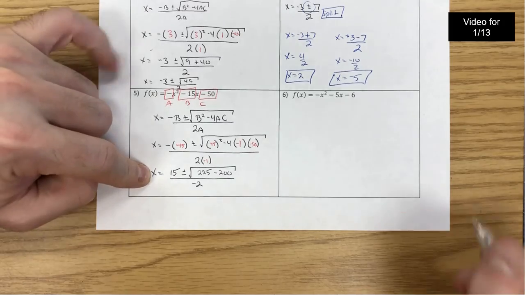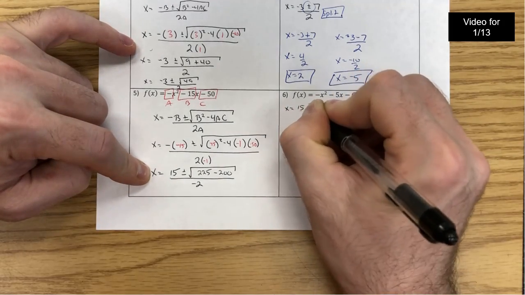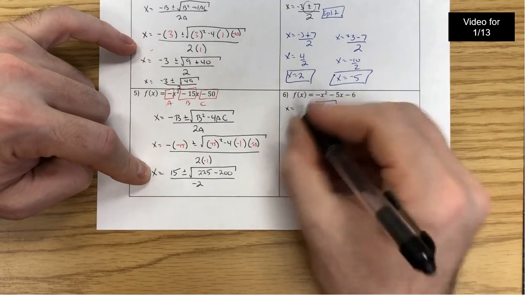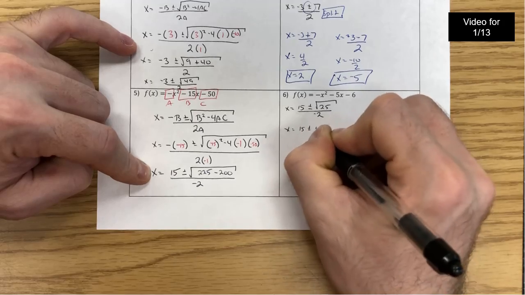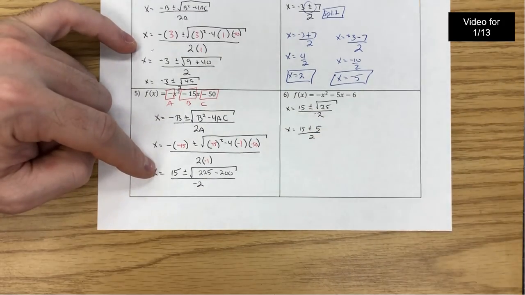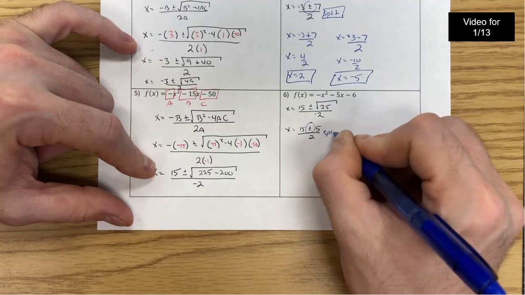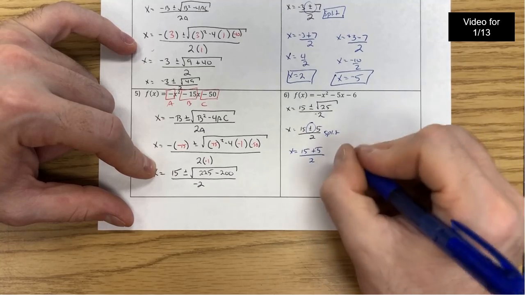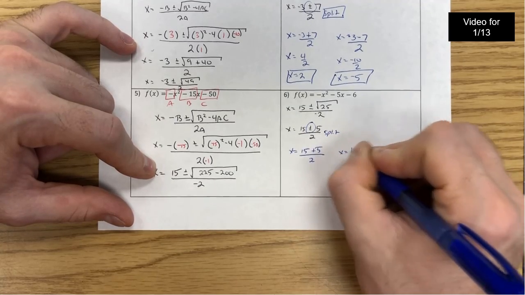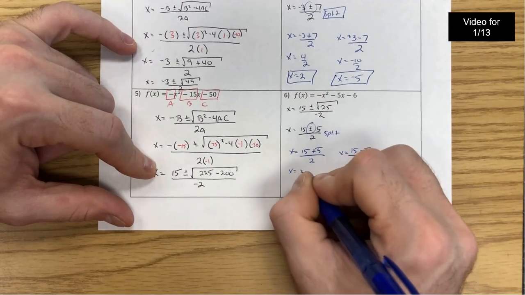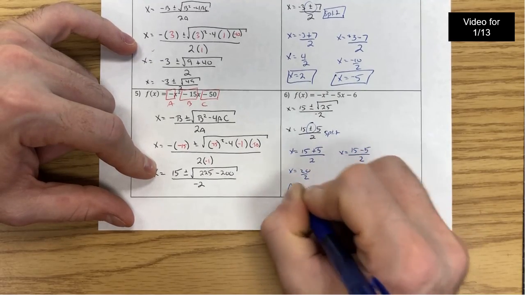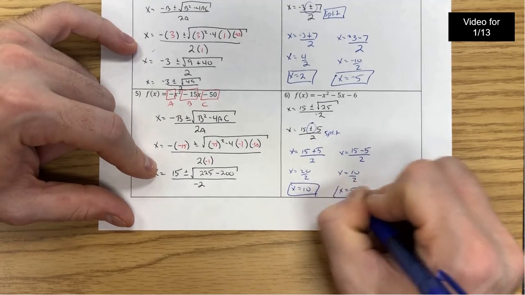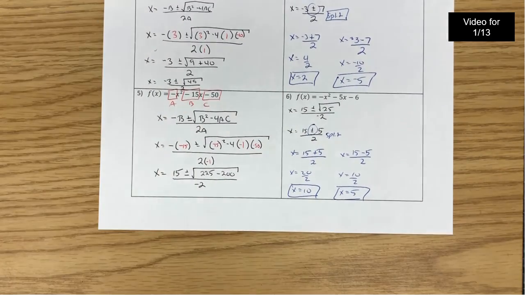Cool. So then I'm going to take that and say, okay, x is 15 plus or minus square root of 25. And that's going to give me 15 plus or minus 5 all over 2. And at this point, I'm going to go ahead and split. I'm going to find the distance to the right by adding it. I'm going to find the distance to the left by subtracting it. There we go. So how'd you do?